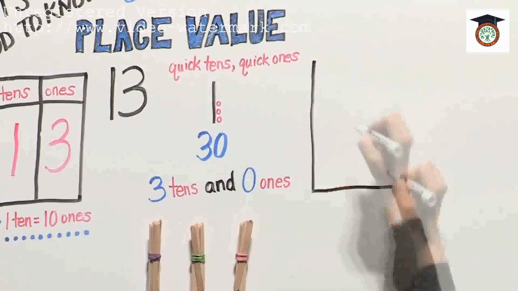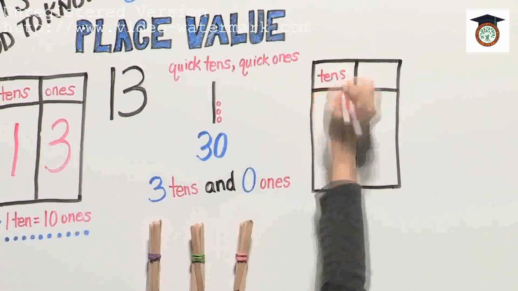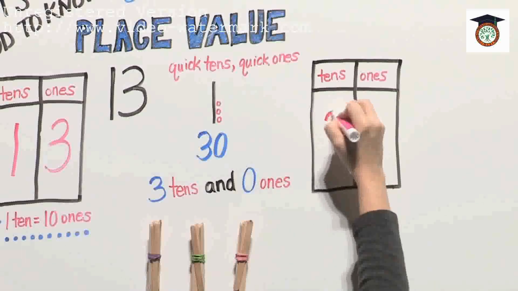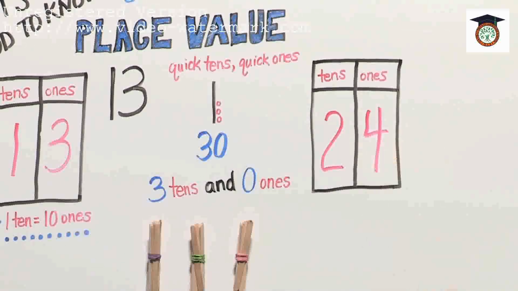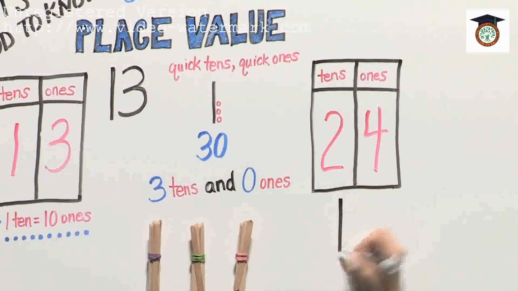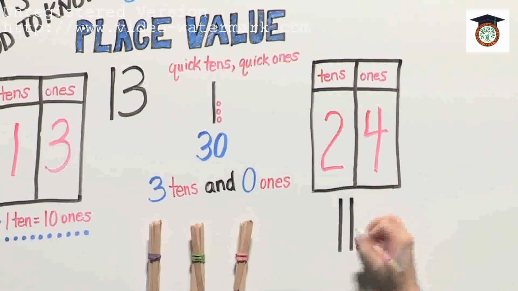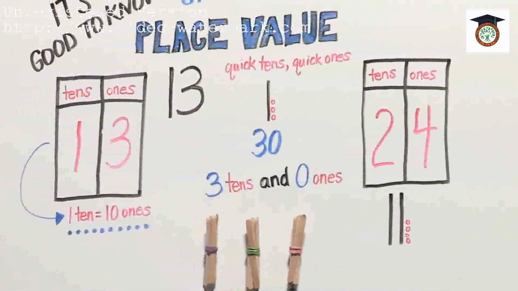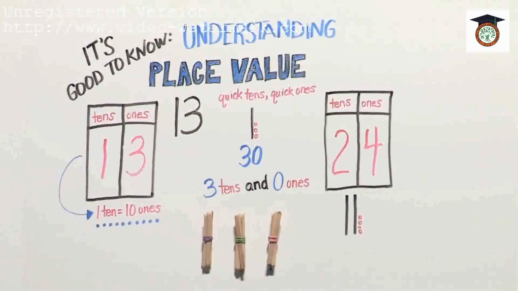What about 24? What makes up the number 24? 2 tens and 4 ones. We can draw this as 2 tens and 4 ones. Now you can talk about place value with your child.